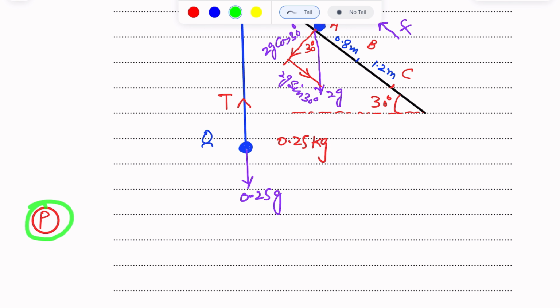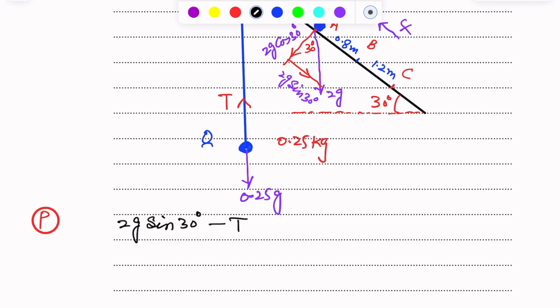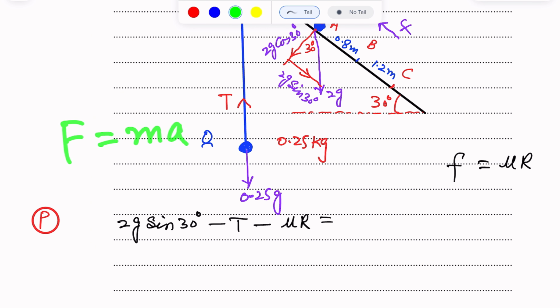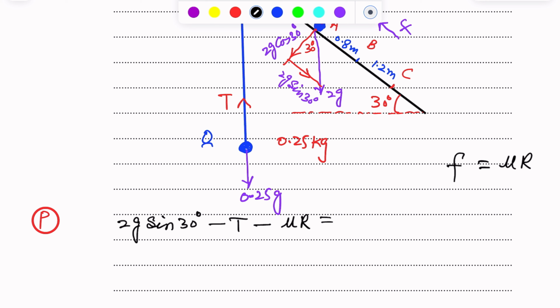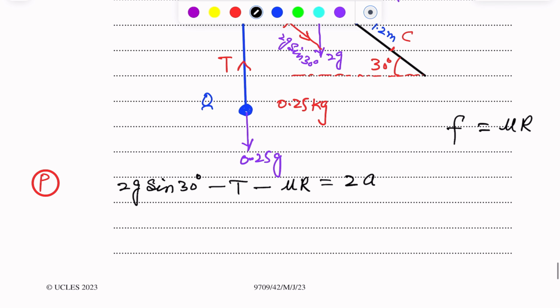So the equation of motion for particle P will be 2g sin 30 degrees minus T minus F, where F is equal to mu R, so minus mu R, is equal to ma. We are using here F is equal to ma. Net force is equal to ma. So m is 2 and a we have to find.